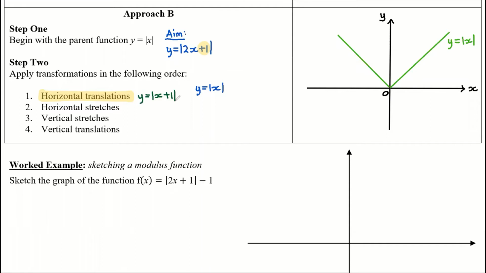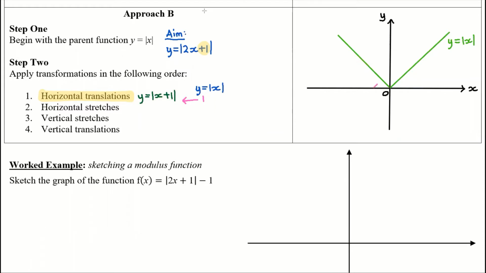So we're going to add 1 inside the function. And what is the effect of that? Well, this is going to cause a shift to the left by 1 unit. Okay? All right. So in other words, by the vector -1, 0. So if we do that, we'll just put that on the diagram. So I'll stick to this pink color. We're going to shift everything one unit to the left.